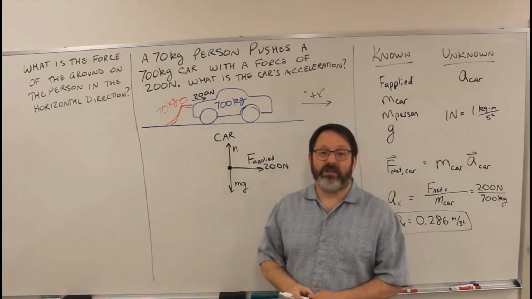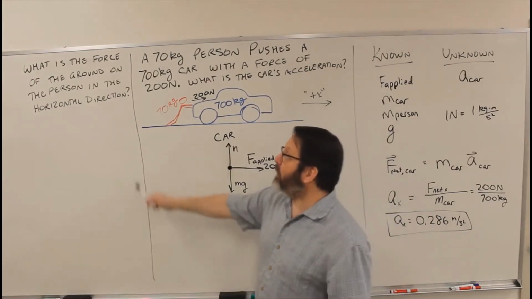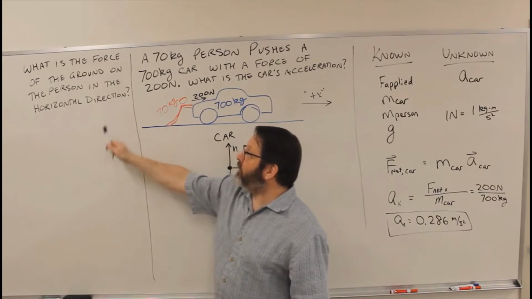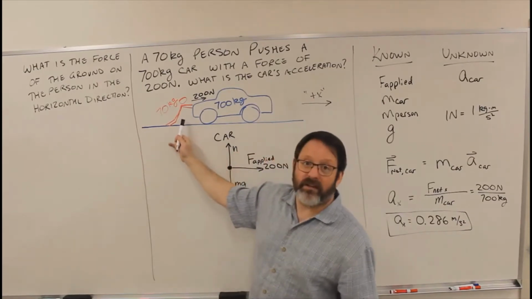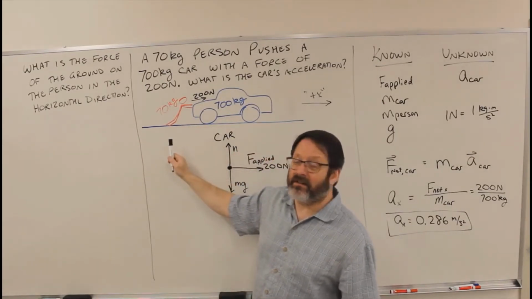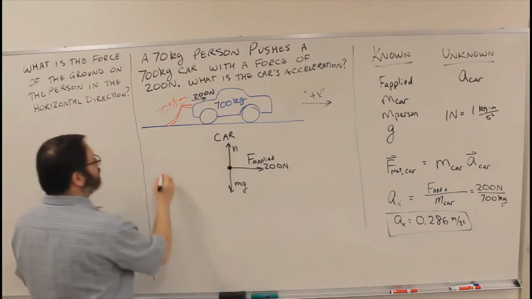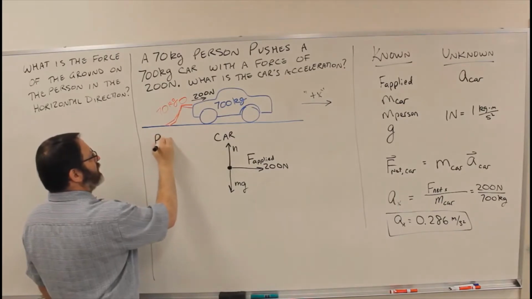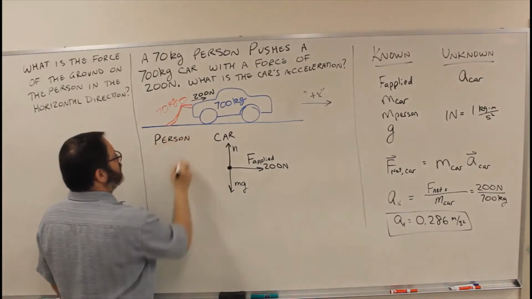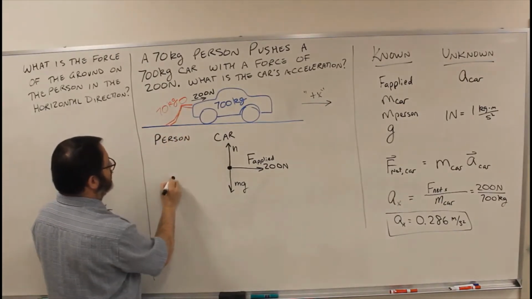This is the same question as before, but I've added another part. What is the force of the ground on the person in the horizontal direction? So now we're interested in the person. If I draw a free body diagram of the person, what are the forces acting on that person?